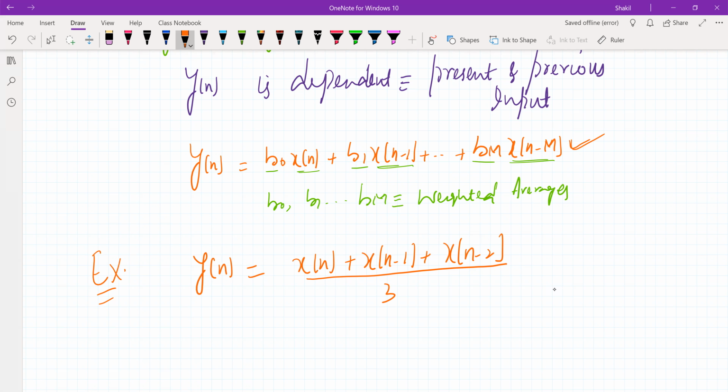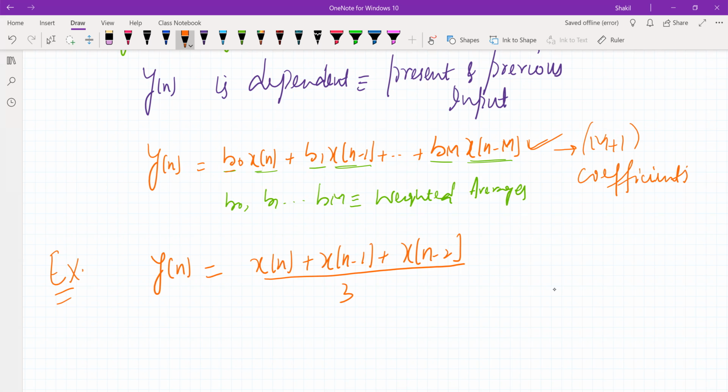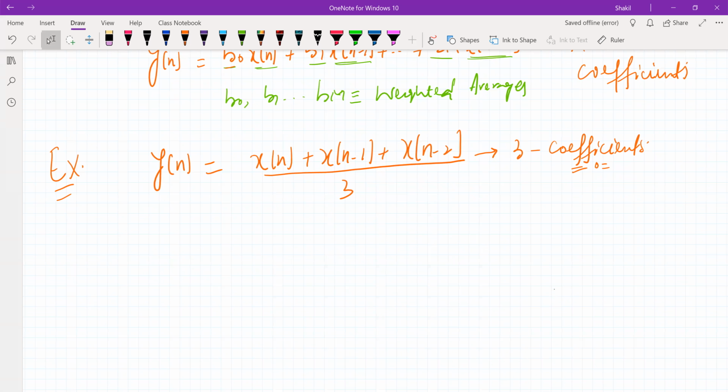All right. So how many coefficients do we have here? We have M plus 1 coefficients. You can see there are M plus 1 coefficients. And in this example, we have 3 coefficients. This is very important. Right? All right. So now the next nomenclature that's commonly used is the auto-regressive system.